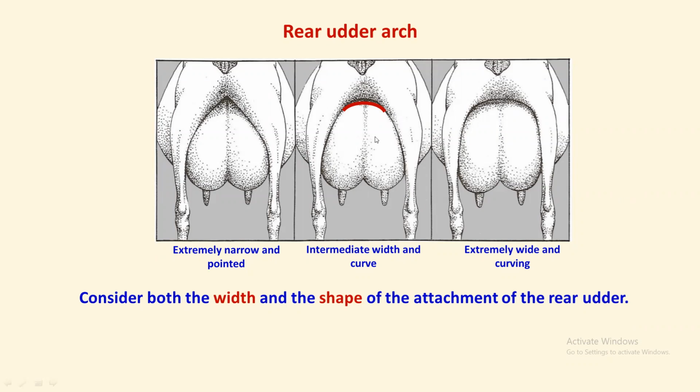Next is rear udder arch. The rear udder should be extremely wide, and curving should be there. If you see the first picture, it is narrow and pointed. The rear udder arch is narrow and pointed, which is not at all recommended. The rear udder should form either one arch, as in the middle picture, or, as in the last one, be extremely curved and wide, which is highly recommended. You should consider both the width and the shape of the attachment of the rear udder.